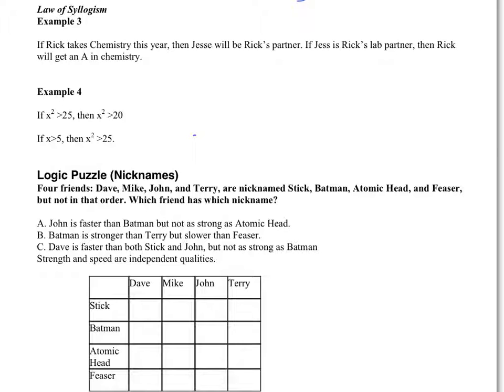So it says, if Rick takes chemistry, then Jesse will be Rick's partner. Since we're using the law of syllogism, we're looking for an if P, then Q. So if Rick takes chemistry this year, that's my P part. Then Jesse will be Rick's partner. That's my Q part.